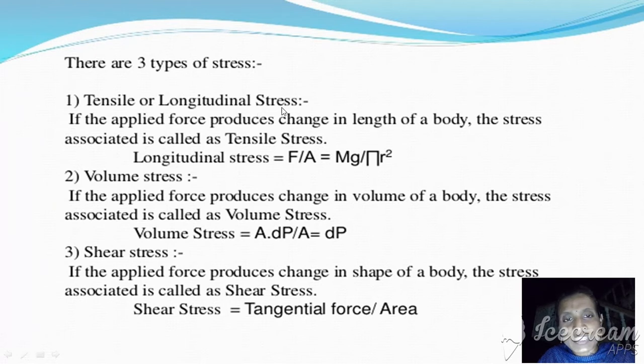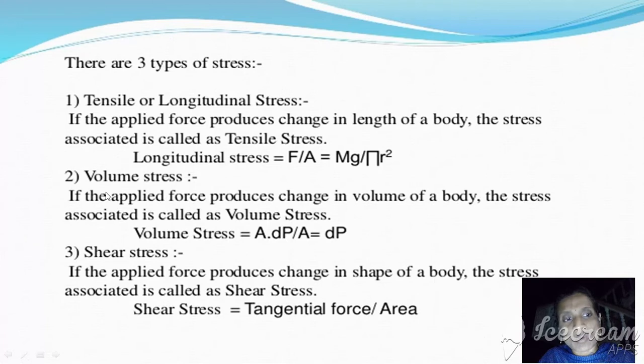Now, the relation for the stress is force by area. This is the general formula, force by area. Here, considering the dimension of a body according to its length, the longitudinal stress is force by area. The force acting on the body is mg, and the area is pi r squared.